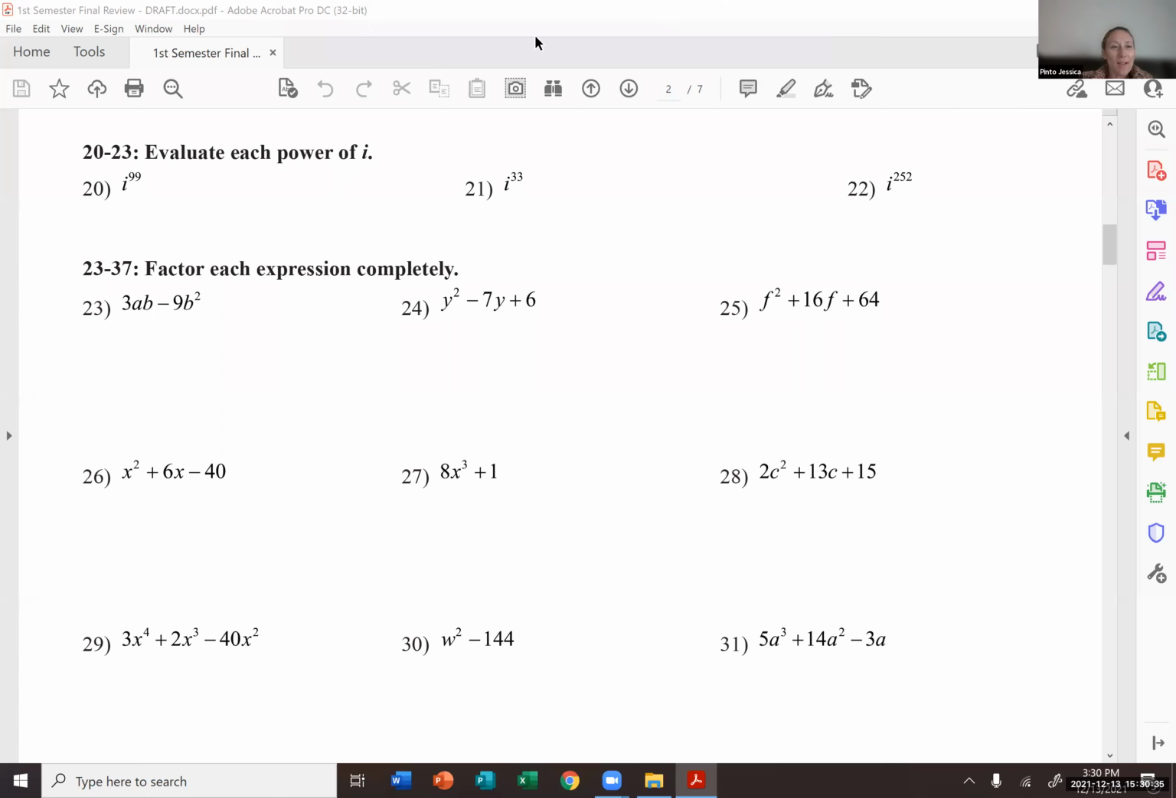So looking at 20 through 23, evaluating the powers of i, we have to remember that i works in mod 4. So we divide the exponent by 4, and then the different decimals tell us the solutions. So when I have 0.25, that's i to the first power. That's like remainder 1, which is just i. And then if I have 0.5, that's remainder 2. And that's the exact same as i to the second power, which was negative 1.